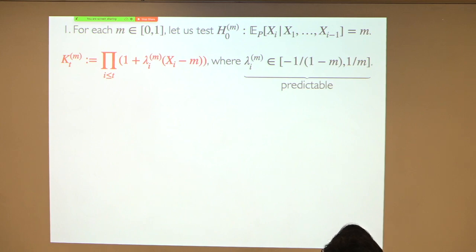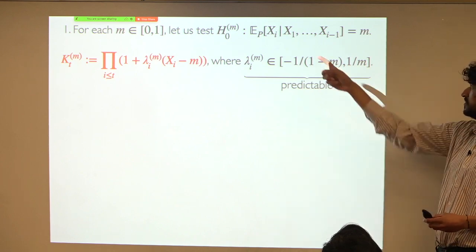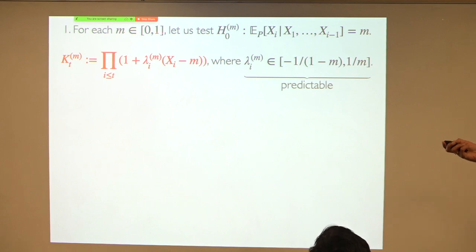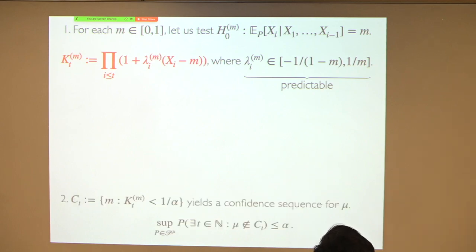What you should think is happening, that's why yesterday's talk was about testing, because confidence, like estimation, is really a reduction to testing. So what we're doing is implicitly for each m, we are testing the null hypothesis that the mean actually equals m. And this is our capital process for testing that particular hypothesis. Then I claimed that if I just take those capitals that are less than 1 over alpha, that gives me a confidence sequence. And here's the proof.